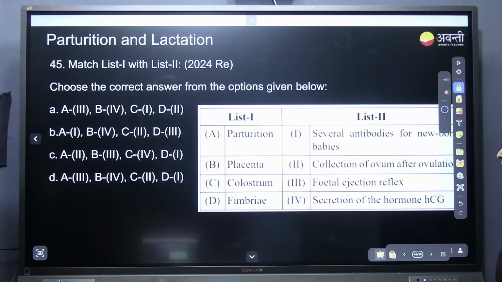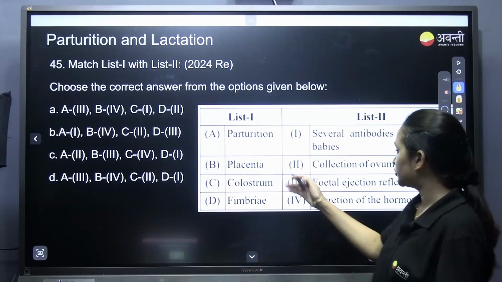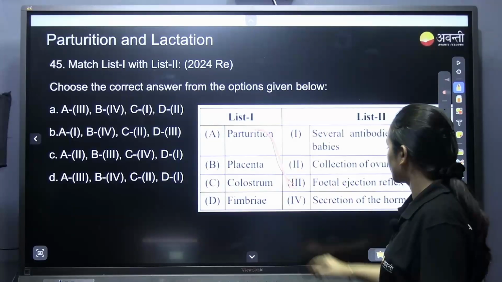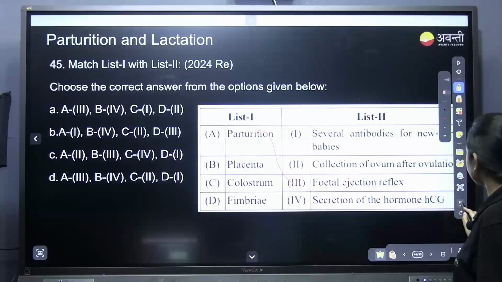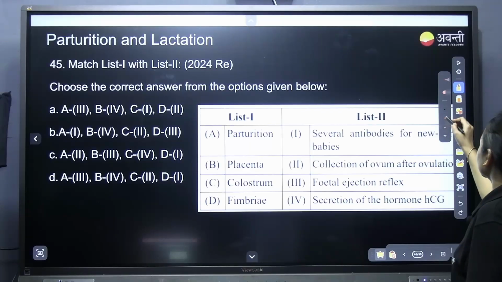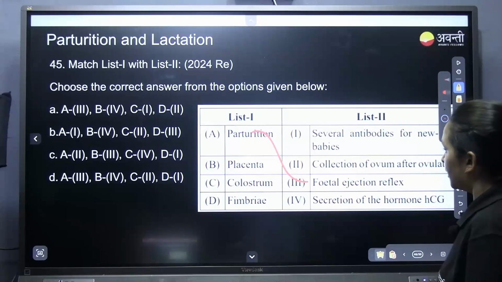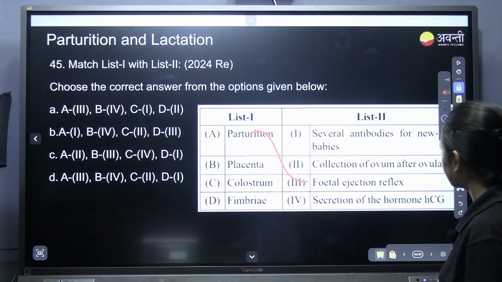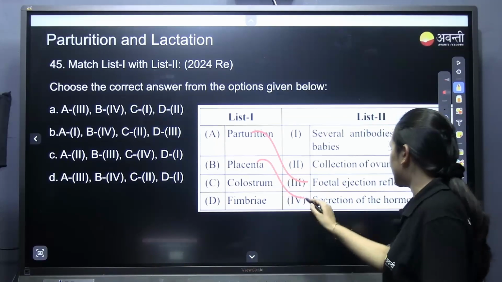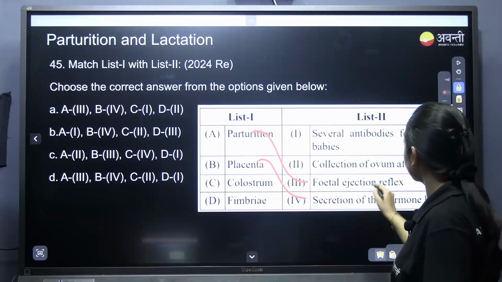Parturition and lactation. Match. Parturition happens because of the fetal ejection reflex. Placenta secretes the hormone HCG.